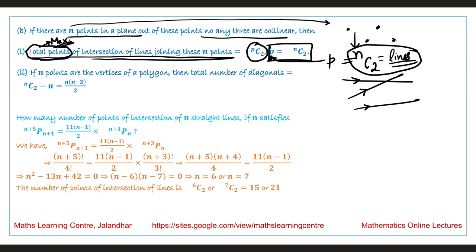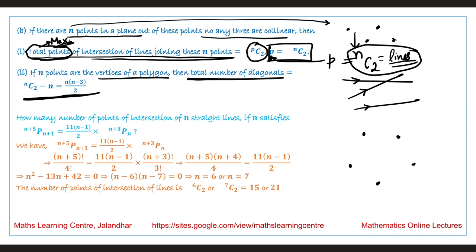And the next result we have is when the endpoints are the vertices of a polygon. We are having some polygon. Suppose these are the endpoints. Then the total number of diagonals that we can have is equal to NC2 minus N. We have already seen this kind of result in our previous lectures.